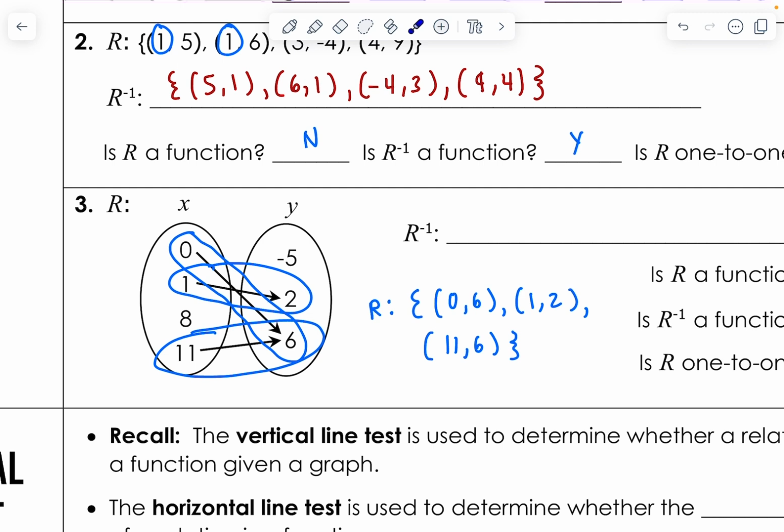In order to find the inverse of our relation, once again, we're going to go ahead and switch the x and the y coordinates of what we're given here. So I'm going to switch the x and the y values.